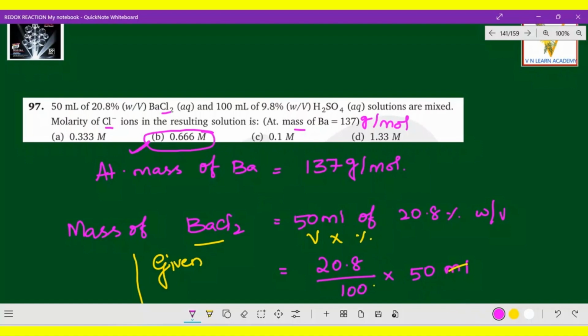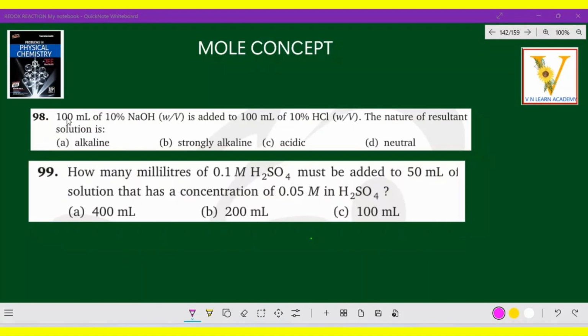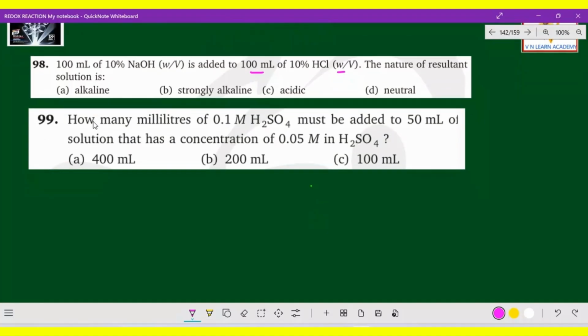I hope you understand this question. The next question: 100 ml of 10% NaOH weight per volume is added to 100 ml of 10% HCl weight per volume. What is the nature of the resultant solution? See, this is really interesting. In the previous video we went through this kind of question, but something different. Values are different and even the points are different. Come on, let us check how to deal with this question.